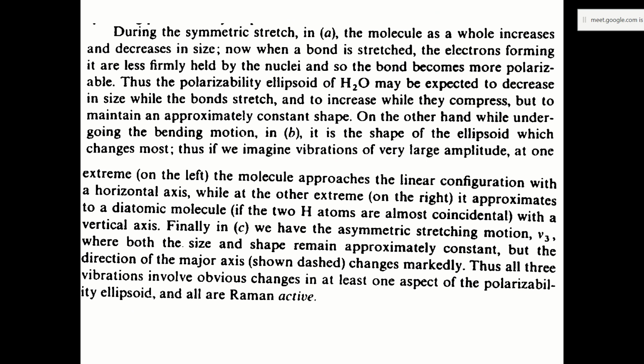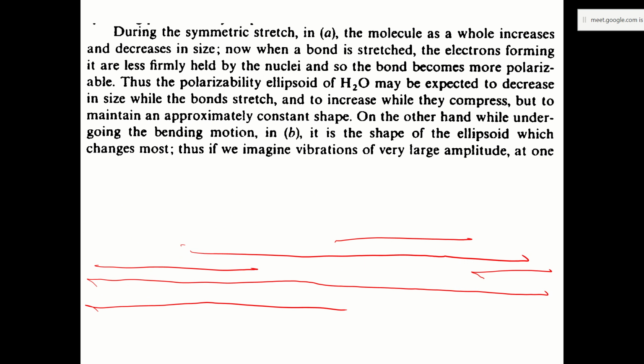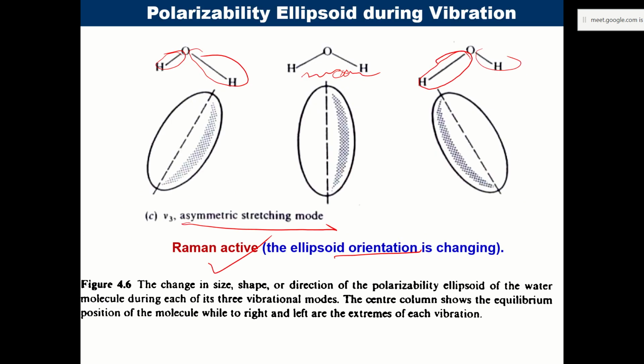Asymmetric stretching. So all the 3 we have learned, in a vibration, at least one aspect of the polarizability ellipsoid is changing and all are Raman active. So in the third one we have seen asymmetric stretching, size and shape remain constant but the direction of the major axis is changing. We just saw that the major axis is changing, you can clearly see this.